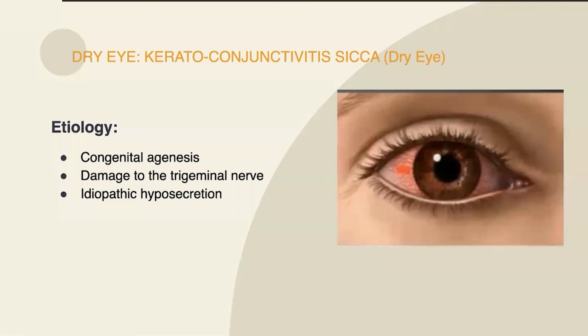Causes would include congenital agenesis, damage to the trigeminal nerve, and idiopathic hyposecretion. For the pathophysiology of keratoconjunctivitis sicca, when there is damage to the lacrimal gland, there will be dry eyes, leading to abrasions with every blink of the eyelid. There will be friction force, which will cause the abrasions, redness, and swelling of the eye, as we can see in the picture. Thank you.